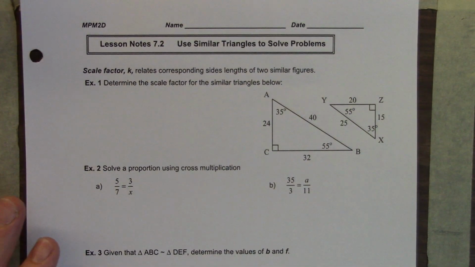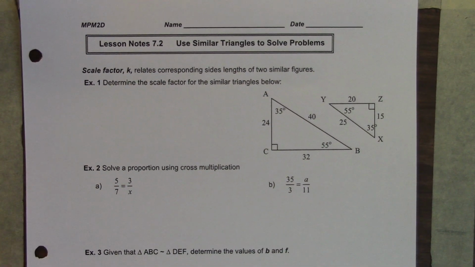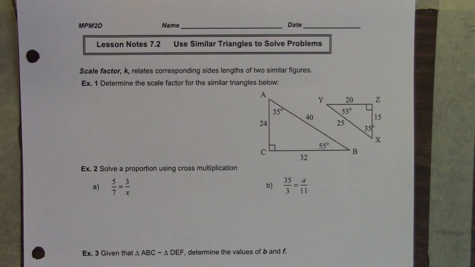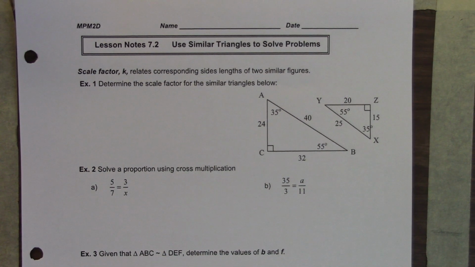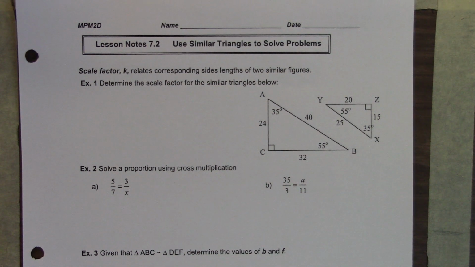This is section 7.2. We're looking at similar triangles. Now we covered all of the theory yesterday on similar triangles. Now we're going to actually use what we've learned to try to solve some problems. Okay? So we're going to do a little bit of review first.